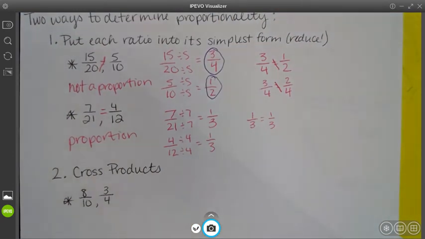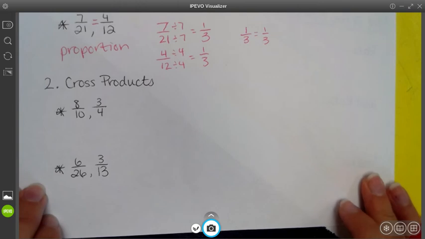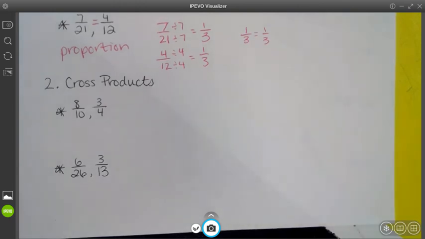All right, so that is one way to decide whether you create a proportion with two different ratios. You simplify them, and if those simplified fractions are equal, you have a proportion. Another way is to use cross products. I'm not sure if you guys have ever seen cross products.